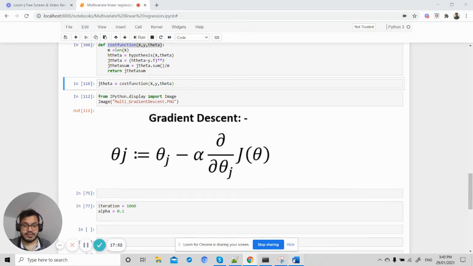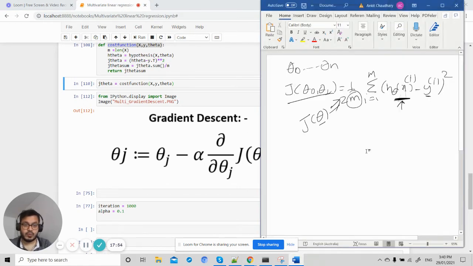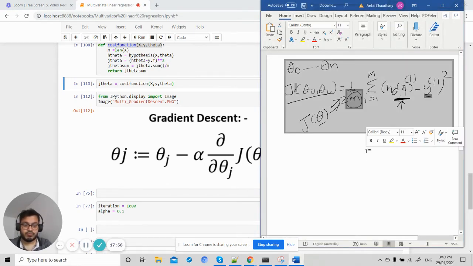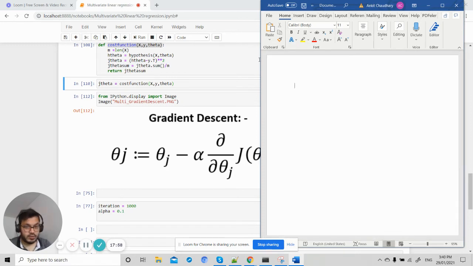So our gradient descent equation is theta j minus alpha delta by delta theta j. Now it's j of theta. Previously it was theta naught comma theta 1. So now it has been changed to j of theta. This is being excluded. Okay, so this is our formula.